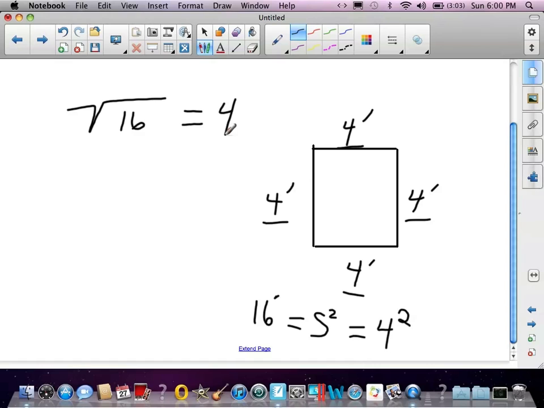And as I mentioned earlier, the square root of 16 is going to be equal to 4 squared. They're the same thing. Okay, the square root sign is equal to a number squared. That is the same meaning.